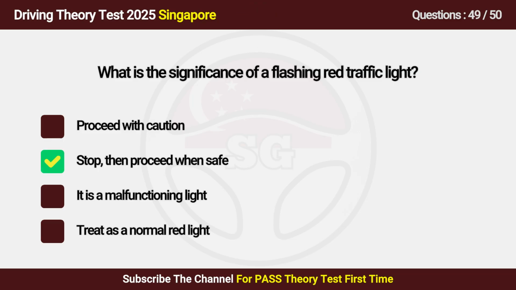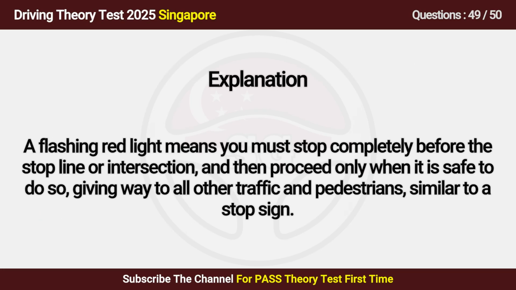Answer is B, stop, then proceed when safe. A flashing red light means you must stop completely before the stop line or intersection, and then proceed only when it is safe to do so, giving way to all other traffic and pedestrians, similar to a stop sign.